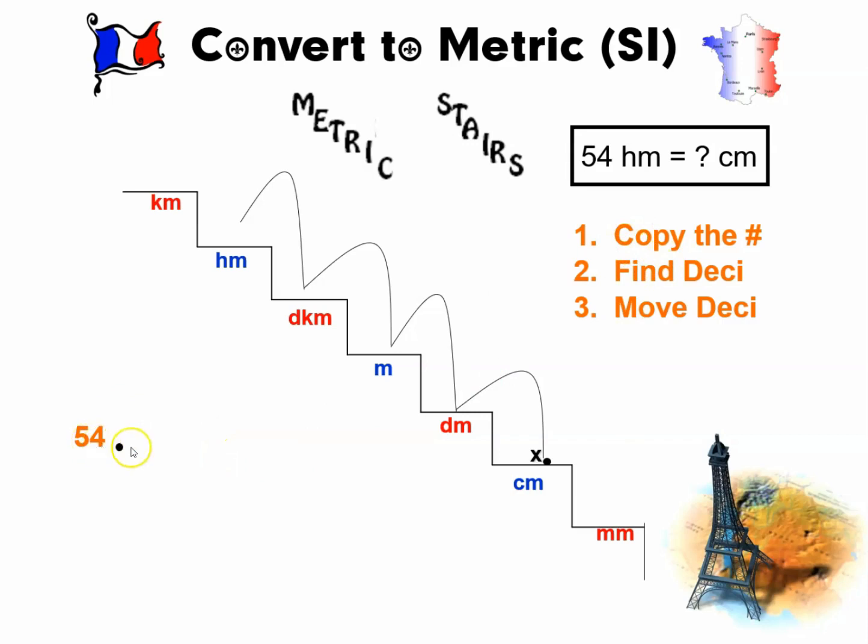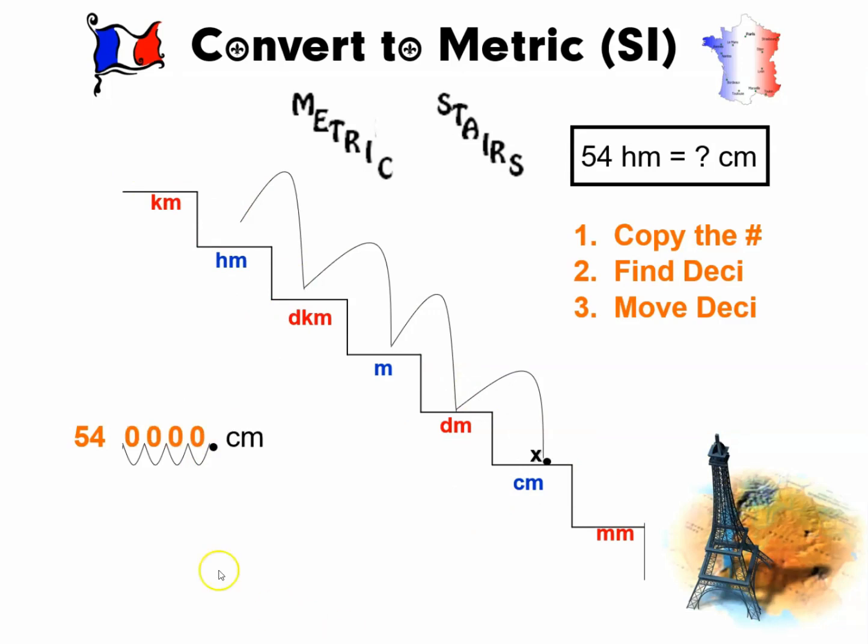You copy the number, find deci right after the 4, move deci from the hecto to the centi, and then you will move deci 4 places to the right. Now we know to move to the right because it appears to the right when you go down the stairs rather than to the left when you go up the stairs. So the way to know which way to move the decimal: if deci goes to the right, you go down the stairs. If deci goes to the left, you go up the stairs.